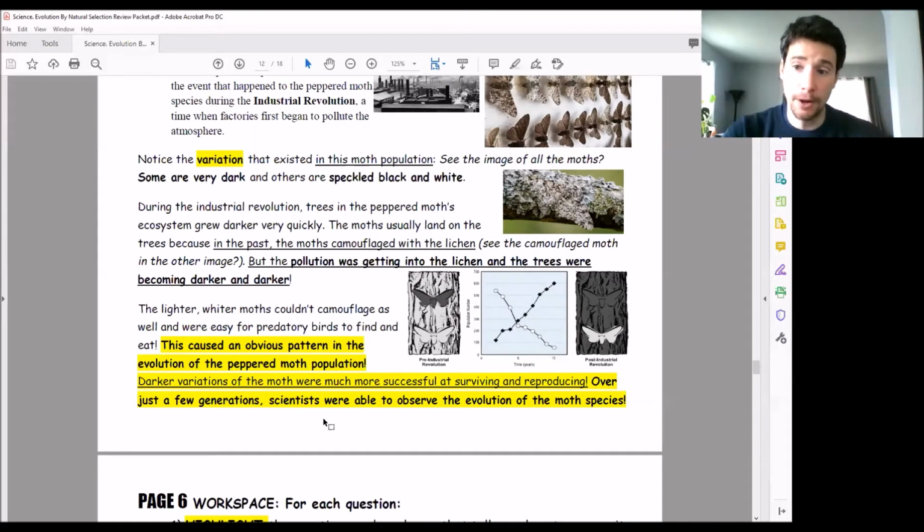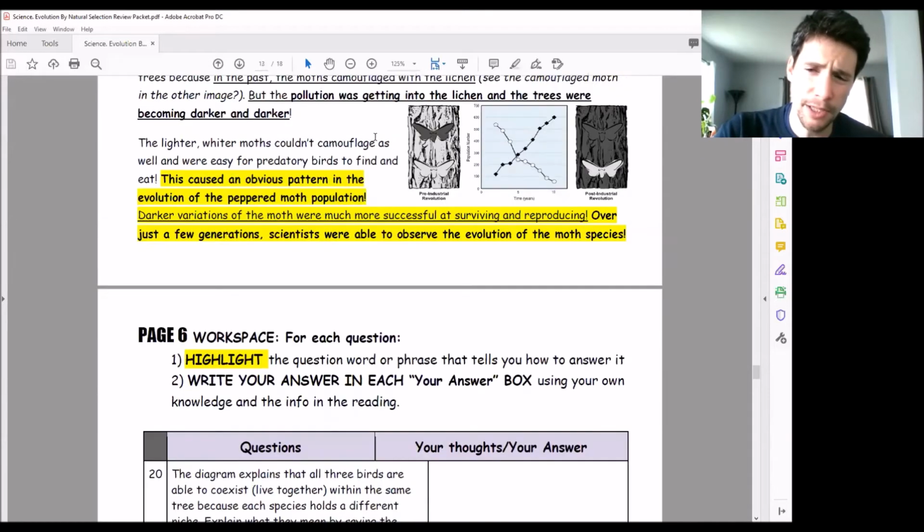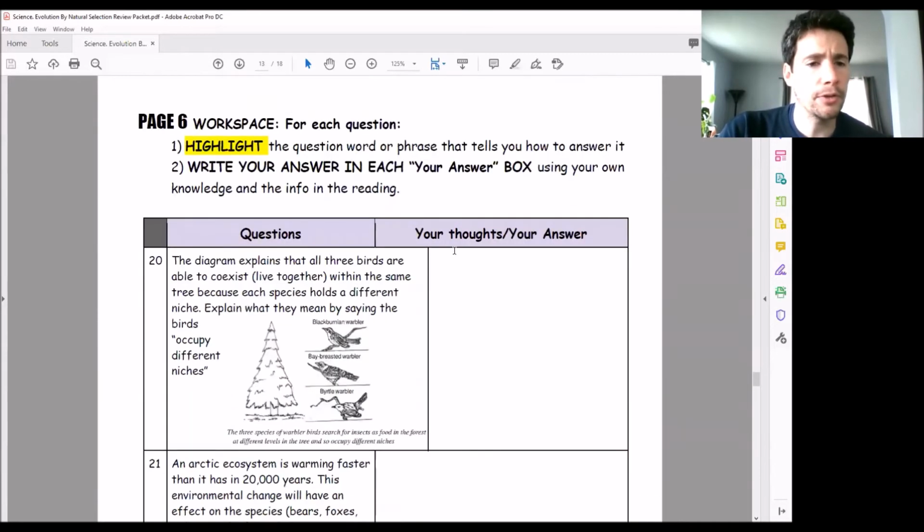And so they passed down their dark genes, and most of the next generations, little moth babies, were dark. And so there was this obvious change in the population of these peppered moths. This is a really good example of evolution, of natural selection, of nature selecting for one type over another type because of the change in the environment. So hopefully that makes some sense to you, and you can go back if you need.